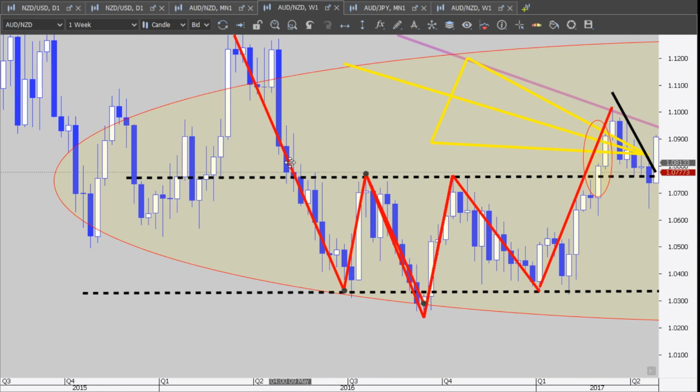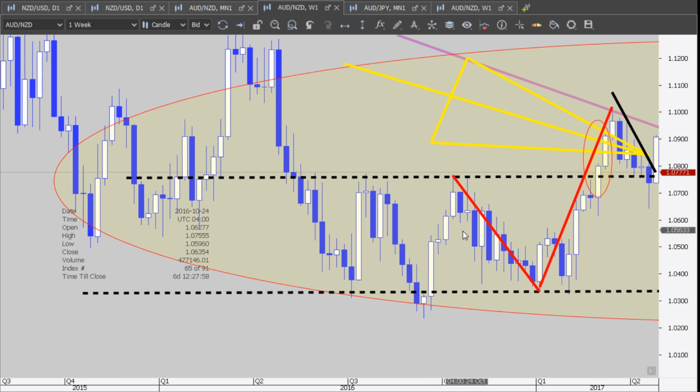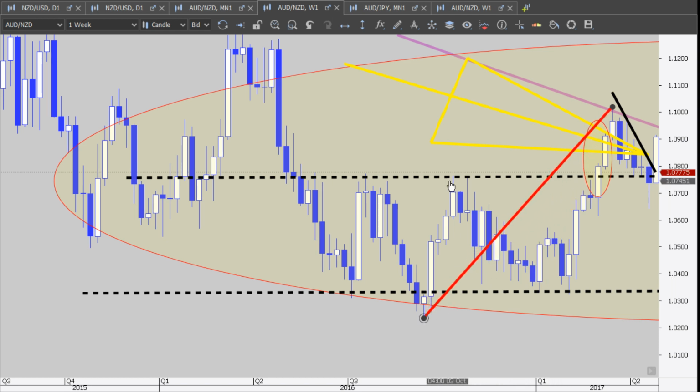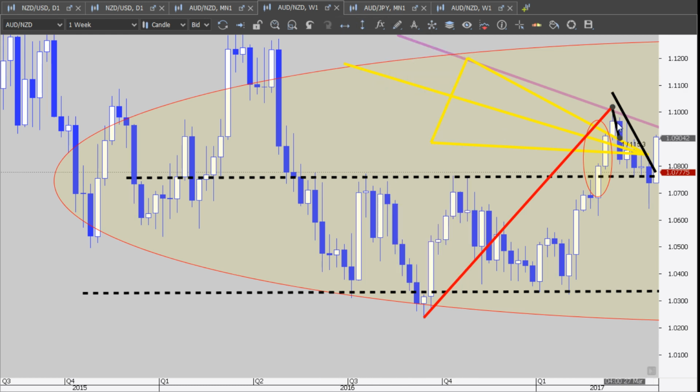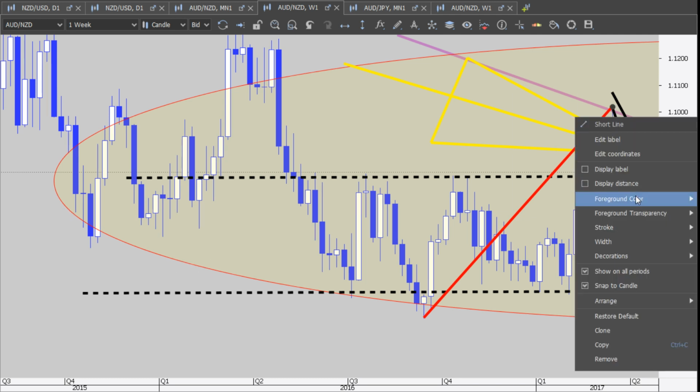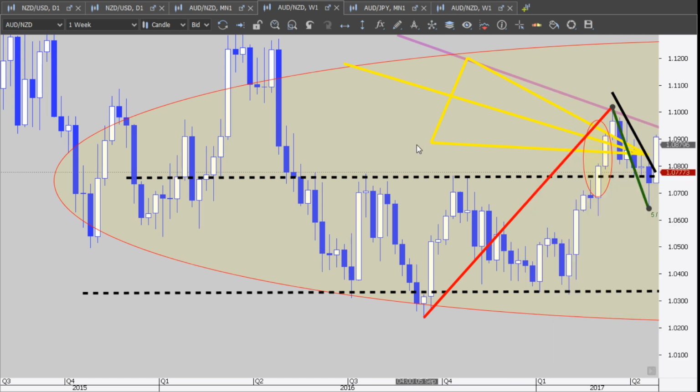Now I'm going to delete a few things. Delete, delete, and delete. Okay, now you have the first extension, and we have the first retracement, right? Until here. Let's color code this in what? Green. Okay.